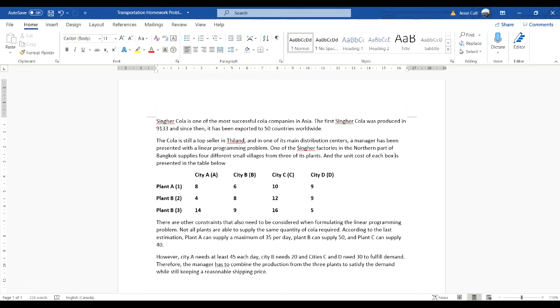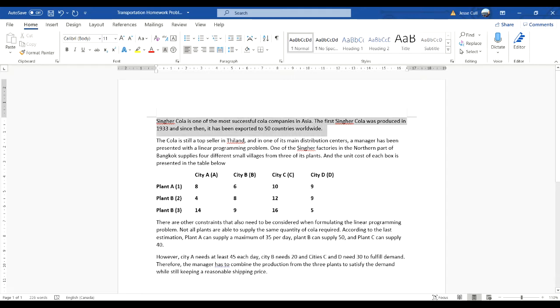So this is the homework assignment that was given yesterday. Let's look at it together. First thing we're going to do is read the question carefully, try to determine the objective function, as well as looking at the constraints governing our decision. So, Singer Cola is one of the most successful cola companies in Asia. The first Singer Cola was produced in 1933, and since then, it has been exported to 50 countries worldwide.